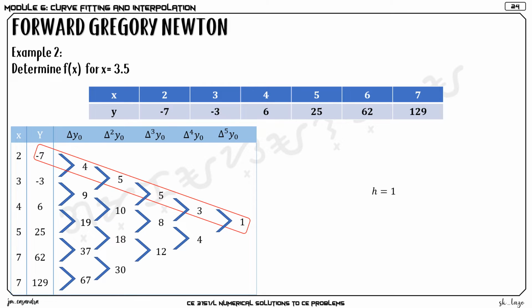So next step is to determine the interval between the values of x, which is equal to 1 for all values of x. And then we can now solve for the value of r, which is x minus x sub o all over h. In this case, x is equal to 3.5, and x sub o is the first value of x in our data set, which is 2. Therefore, r now is equal to 3.5 minus 2 divided by 1, which is now equal to 1.5.